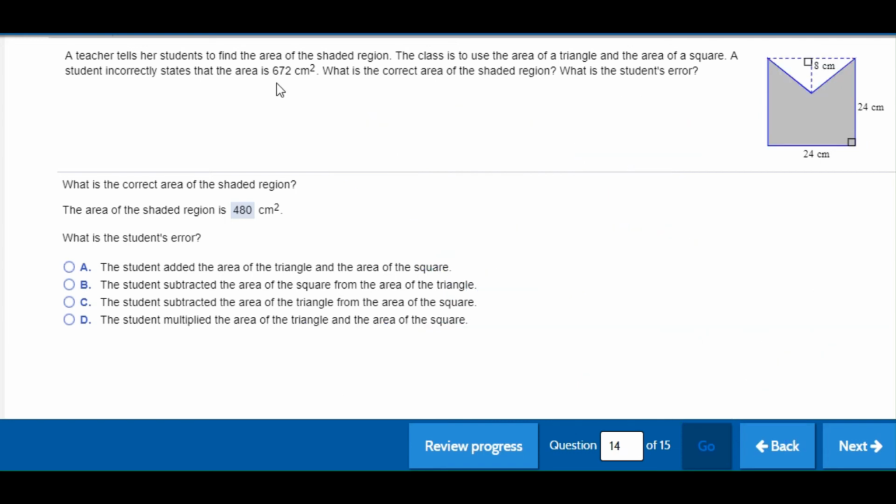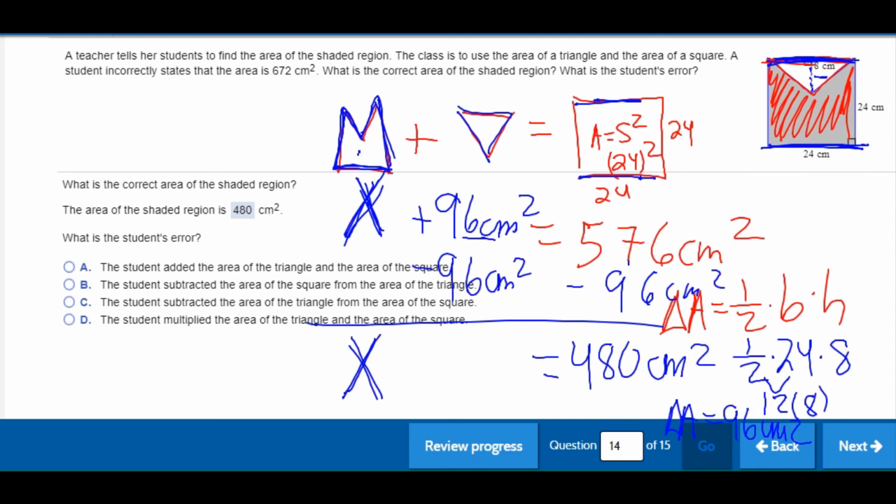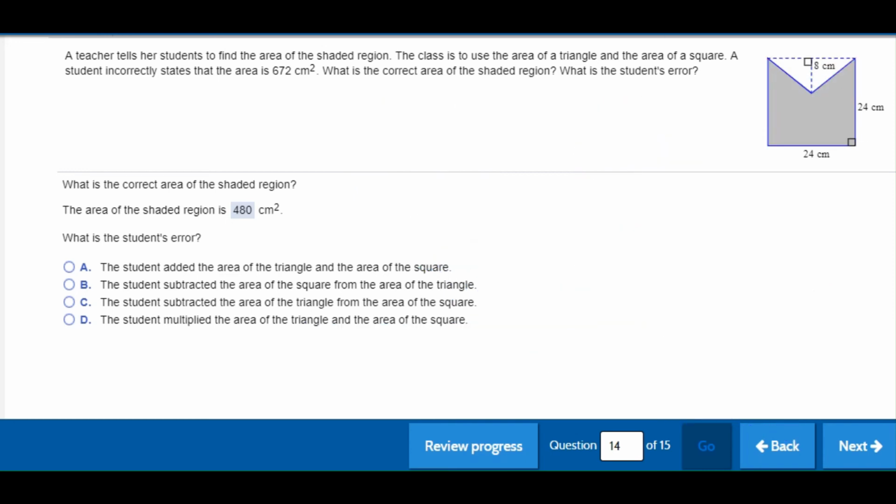So they got the answer 672. What was the area of that? So maybe, let's see, if we do 480 plus 96, is that what they did? No, they did not. So we have to go through each one of these answer choices and pick or eliminate. So I'm going to do the first one. They didn't do A because 480 plus the area of the triangle 96 is 576, which is not the same answer that the student got. So it's not A. We're going to eliminate A.